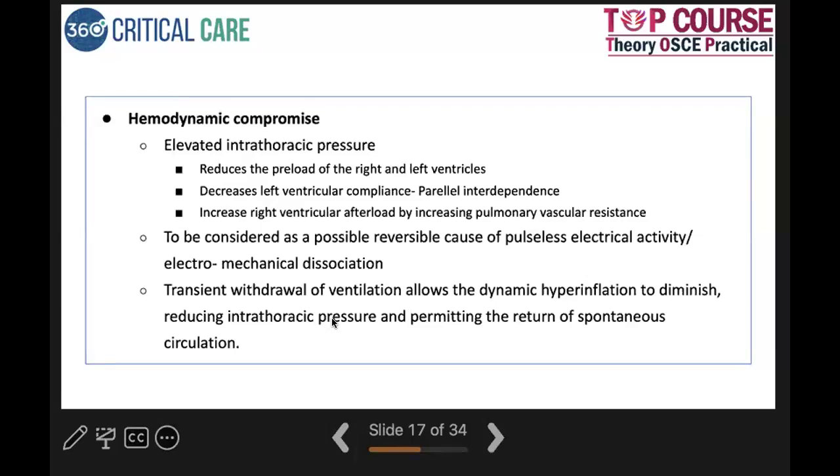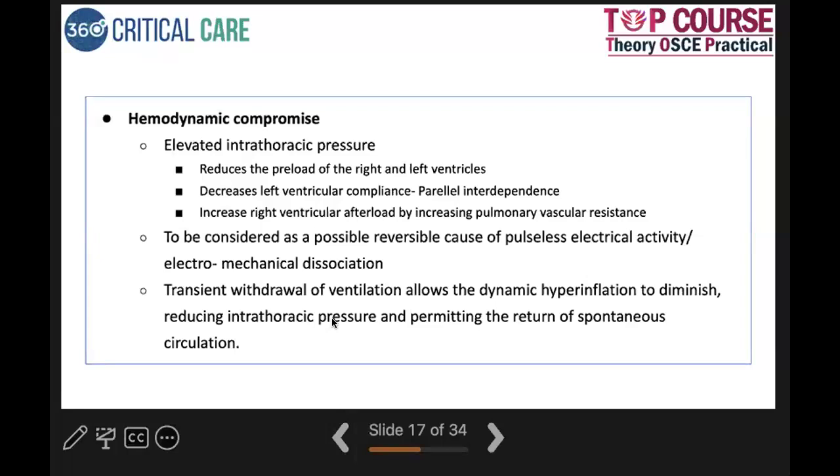And at the same time, the LV also may not receive much of a preload. Overall, there is going to be a decrease in the right-sided preload, a decrease in the left-sided preload, and an increase in the right-sided afterload, which is going to worsen a lot of hemodynamics, where the patient may not even have an adequate preload for the perfusion. Okay.